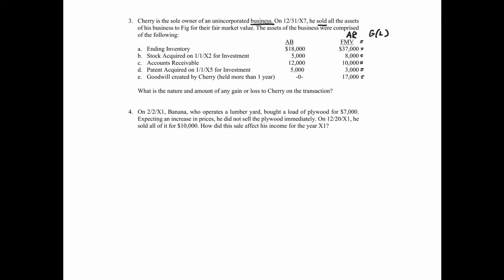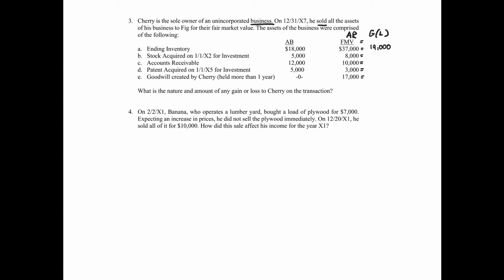And by the way, I know I've done them out of order. That's because the CPA exam likes to flip things around like that to see if you can still do it, or maybe you'll do the opposite and get it wrong. They try to trick you on those types of things. So amount realized minus adjusted basis, 37,000 minus 18,000. That's a $19,000 gain.